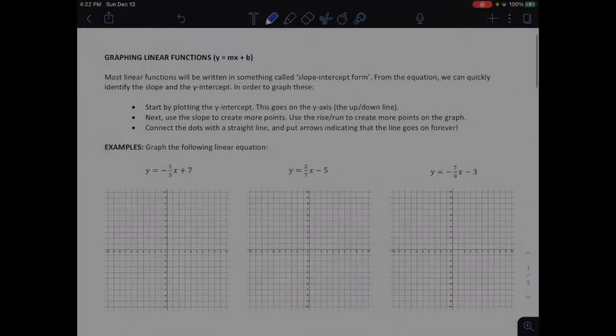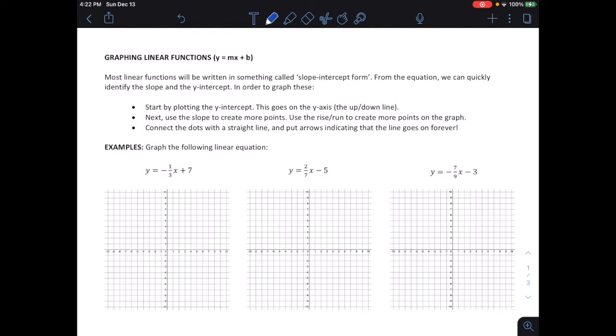All right, so next lesson here. The first lesson was about finding the equation of a line given a graph. Now we're going to graph an equation, or graph what's called a linear function. And it's in y equals mx plus b form.